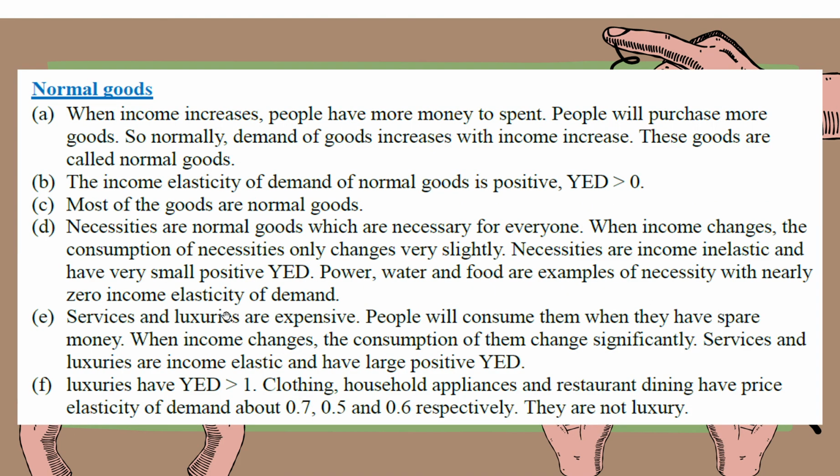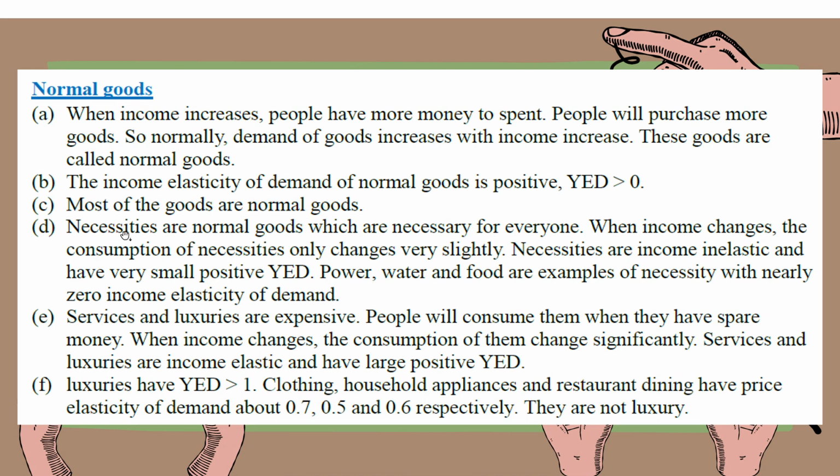For normal goods, when income increases, people have more money to spend, so people purchase more goods. They have a positive correlation and increase together, so we call them normal goods. So YED is positive, and most goods are normal goods.